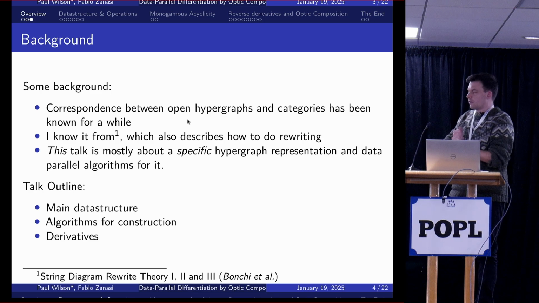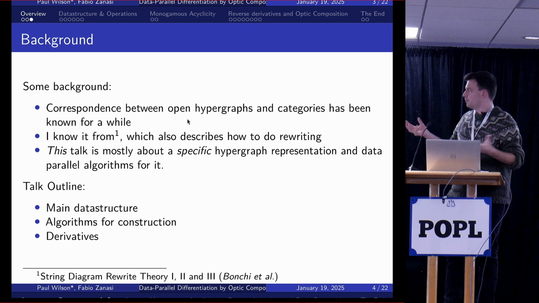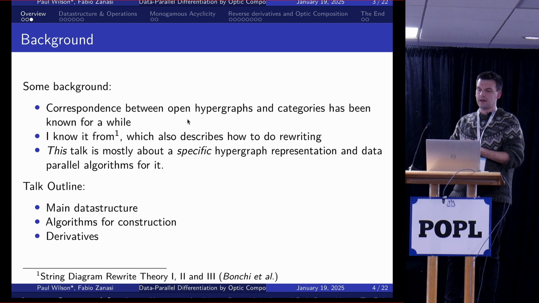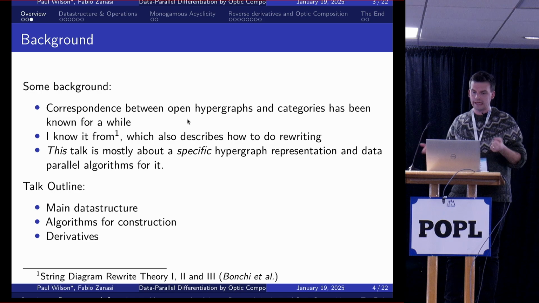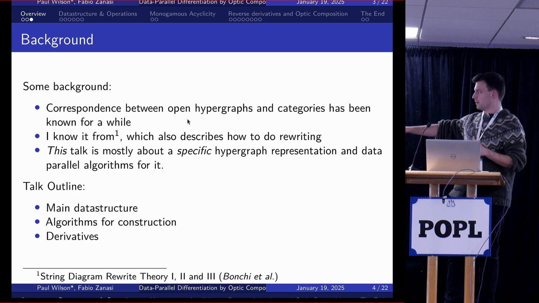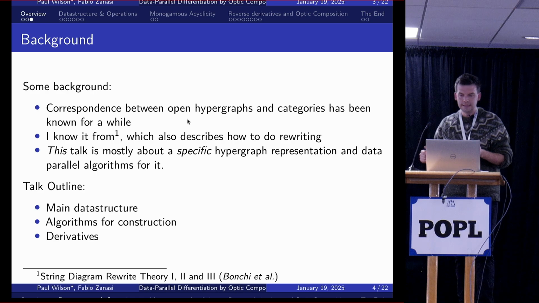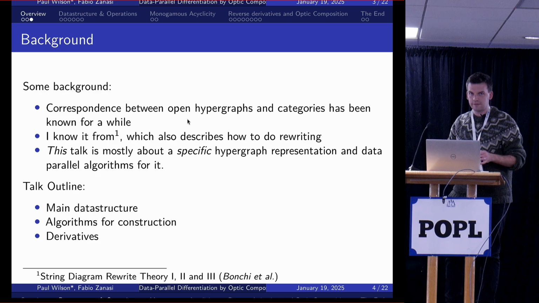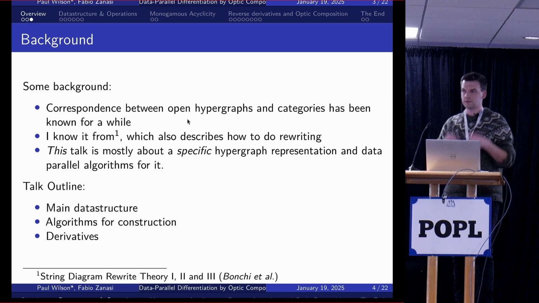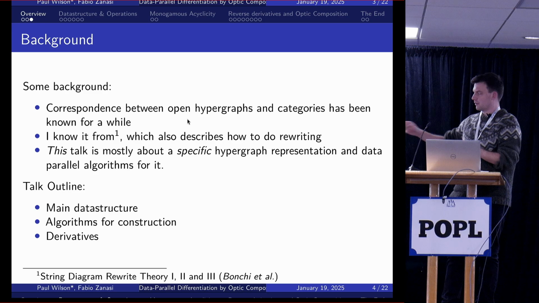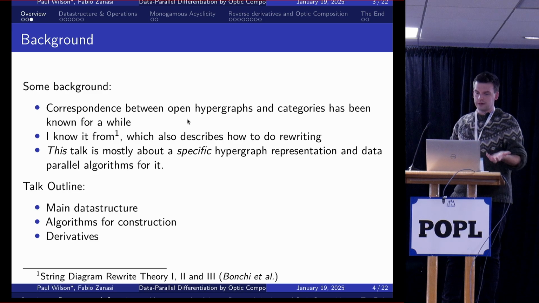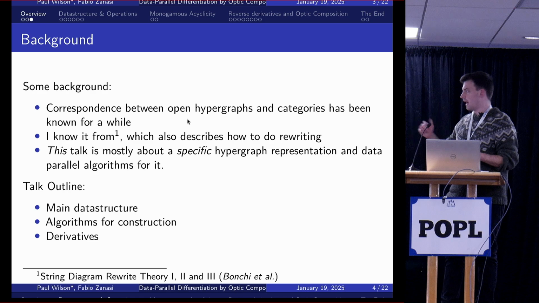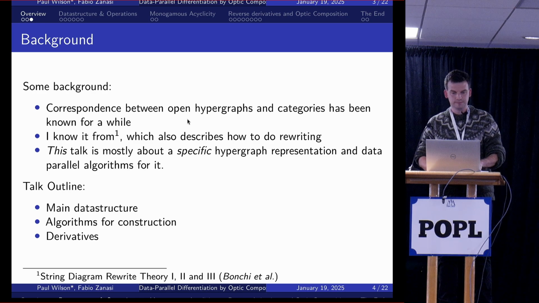Now this data structure, abstractly, open hypergraphs, cospans of hypergraphs, have been known about for a while. It's kind of folkloric. I know it from this really nice series of papers, String Diagram Rewrite Theory. But this talk is really about a very specific representation of these hypergraphs, which works well for GPUs. So it's all very data parallel. I'm going to tell you about the data structure, talk about these algorithms for constructing it, and then finally how to take derivatives of these things.